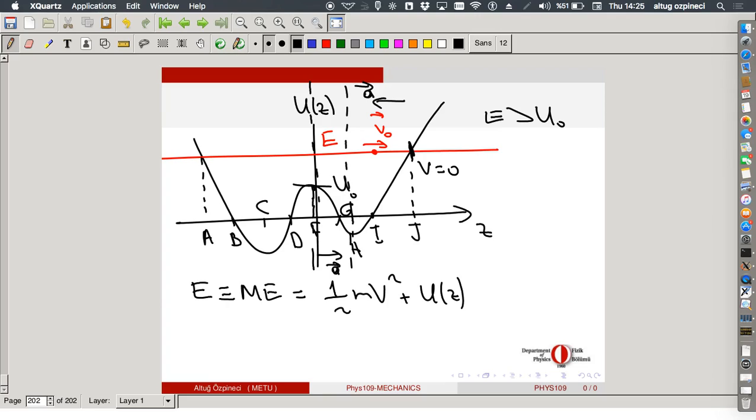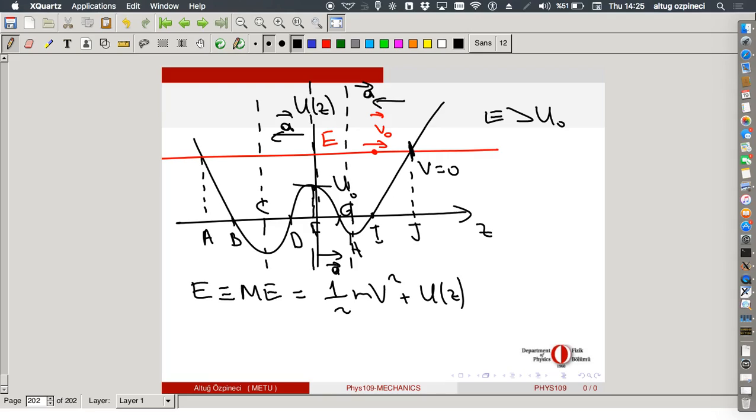And then from the point F to the point C, what happens to U of Z? U of Z is decreasing. If U of Z is decreasing, then the speed should be increasing. Well, I'm already moving in that direction, and my speed is increasing. That is, the change in my velocity is in this direction. My acceleration is in that direction. From the point F to the point C, my acceleration is in this direction.